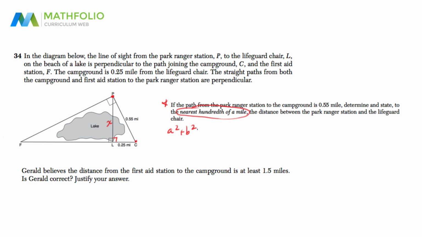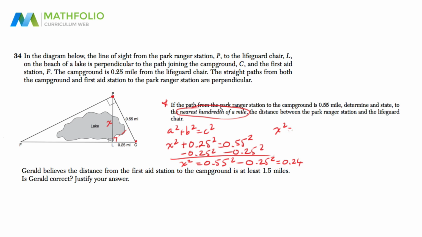So a squared plus b squared equals c squared. If we plug in, x is a leg, it's not the hypotenuse. 0.55 is the hypotenuse. So x squared plus 0.25 squared must equal 0.55 squared. So if I just subtract 0.25 squared, this becomes x squared equals 0.55 squared minus 0.25 squared. So if I find the answer to the stuff on the right of the equation, let me just clear the calculator. I've got 0.55 squared minus 0.25 squared, and so that gives me an answer of 0.24. Now don't forget, that's x squared equals 0.24.